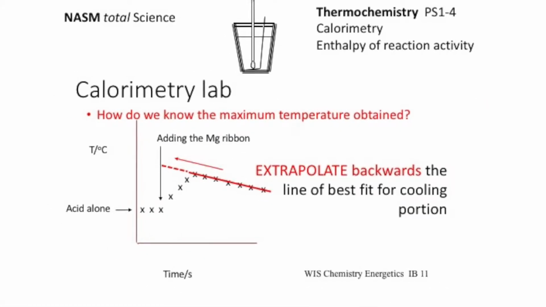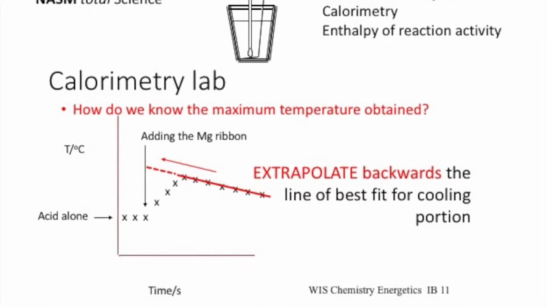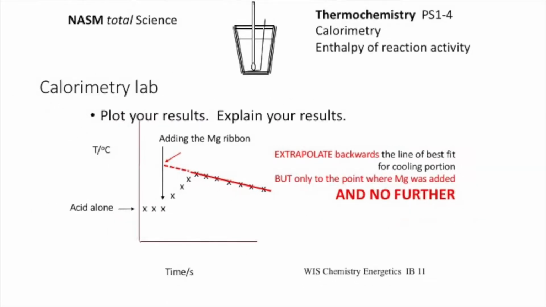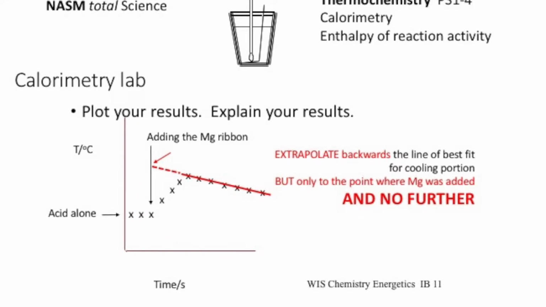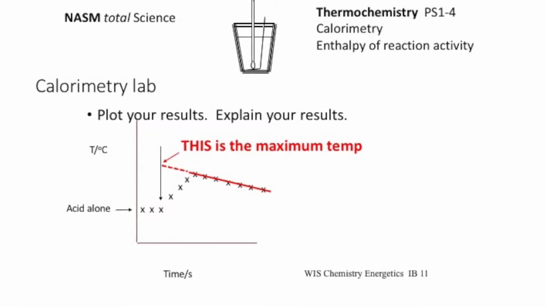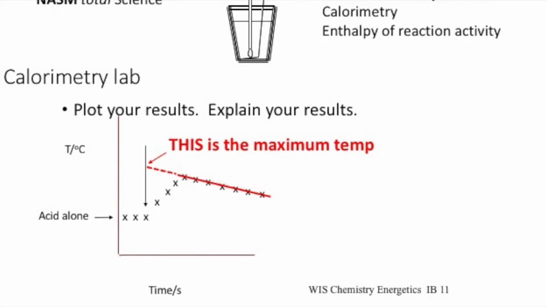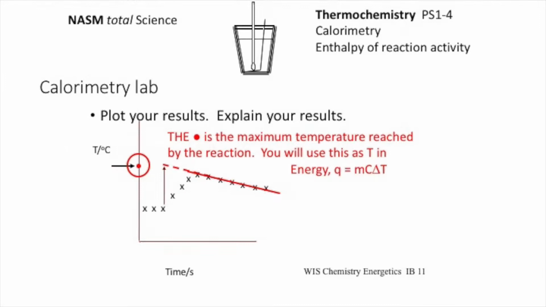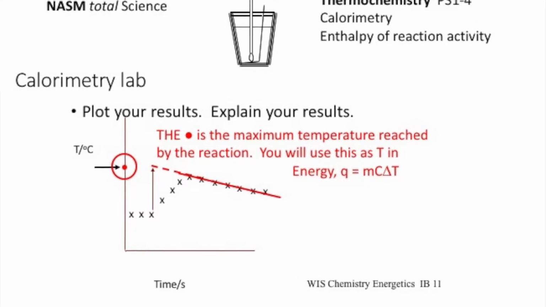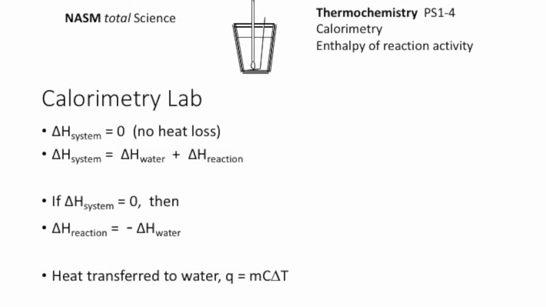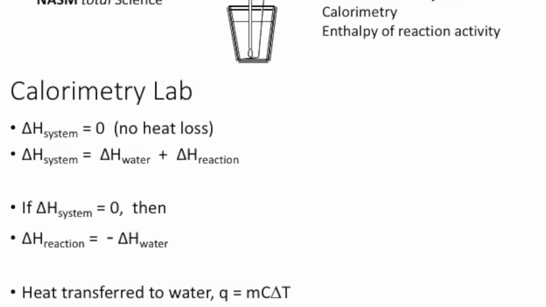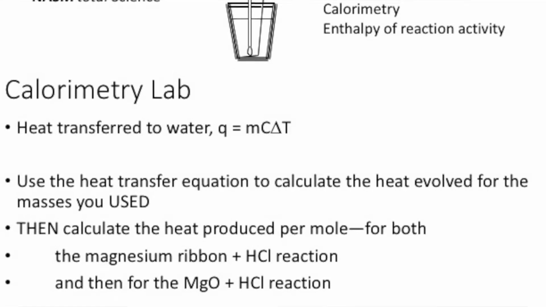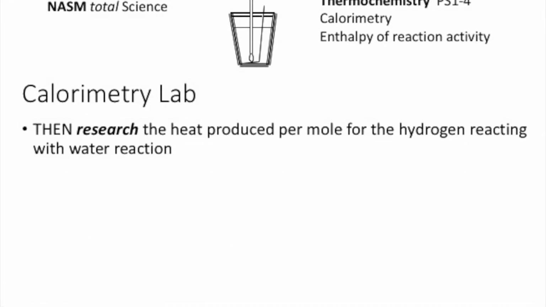So you add your line of best fit, you extrapolate it part of the way to the point where the magnesium ribbon or the magnesium oxide was added. That will be your temperature. Don't continue that line up to the y-axis. To get to the y-axis, just go along horizontally to get the temperature, maximum temperature, which would be obtained on mixing. So we're going to use heat given out is mass times specific heat capacity of water times the temperature change.